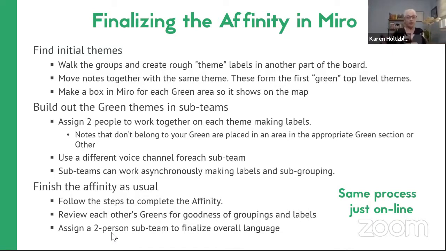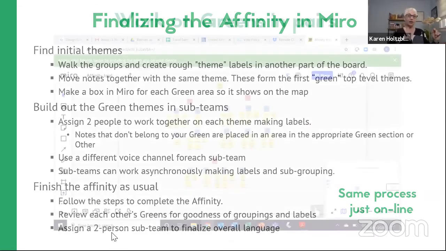Then all the different sub-teams, if you're going to have more than one, can work asynchronously until they think they're done. Then everyone's going to follow the steps to finish the Affinity, review each other's greens for goodness, coherence, labels, assign a 2-person team to go make sure those labels are like bullets, right? They're not big, long sentences, and finalize the overall language. It's the same process, it's just online.